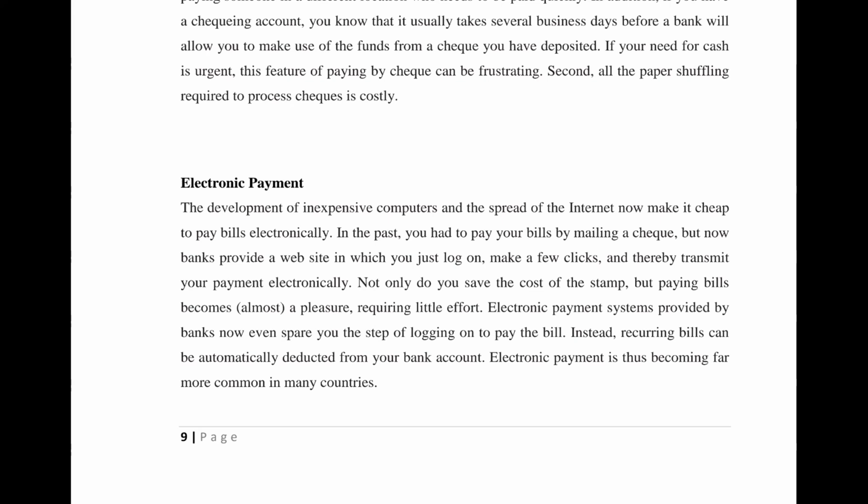You can make payment by mailing a check. But the banks provide a website most of the time in which you can just log in, make a few clicks here and there, and the payments are made electronically, right? You know that people pay tax. You can pay tax using the e-system. You can make a lot of payments electronically.